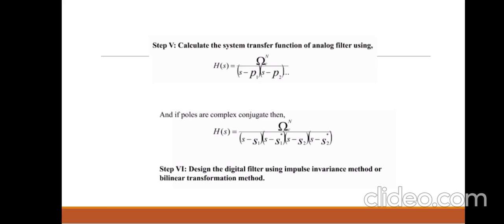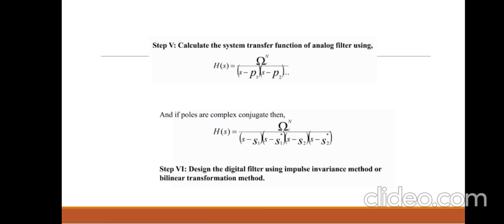Then we can write the transfer function as follows. This will be the analog transfer function of the filter. H(s) is equal to Ωc to the power N whole upon (s minus p1)(s minus p2) up to (s minus pN minus 1). And if the poles are complex conjugates, then we have H(s) is equal to Ωc to the power N upon (s minus s1) into (s minus s1 conjugate) into (s minus s2) into (s minus s2 conjugate).